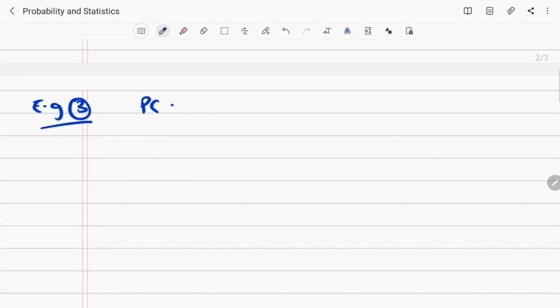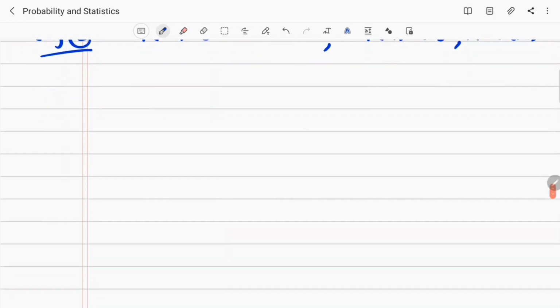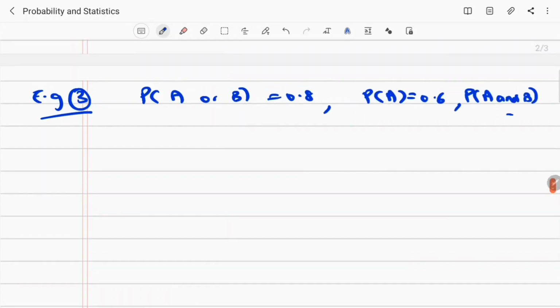So let's say that we've got probability of A or B equal to 0.8, probability of A equal to 0.6, and probability of A and B equal to 0.3.